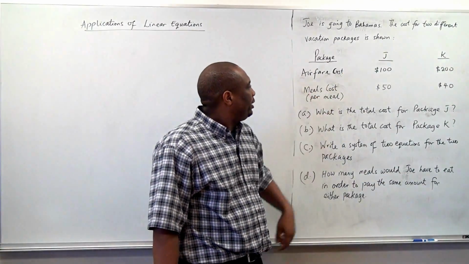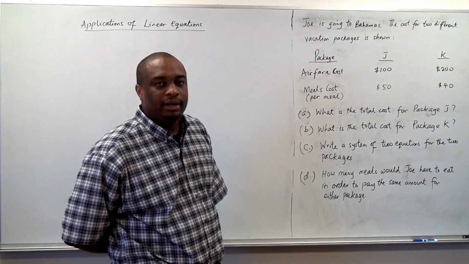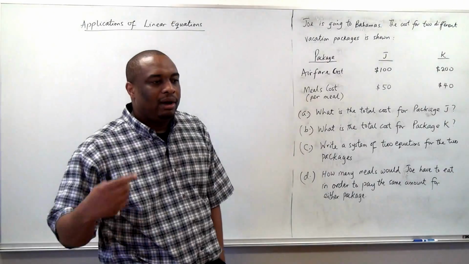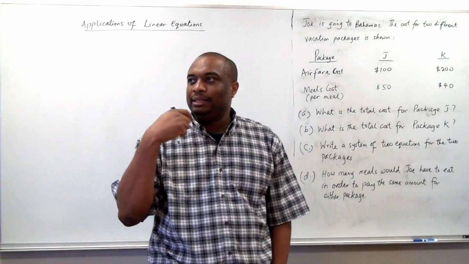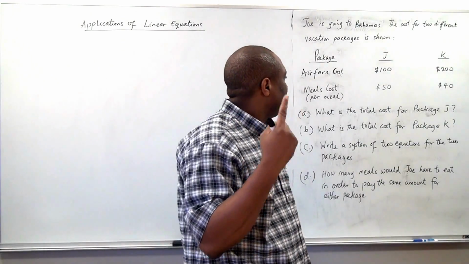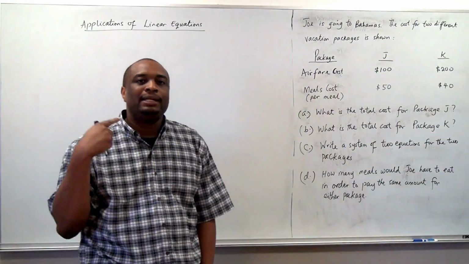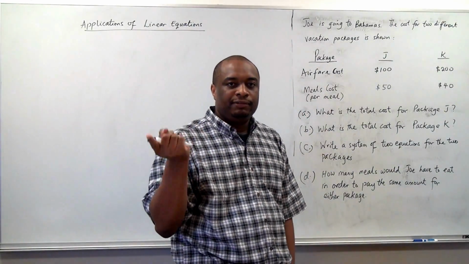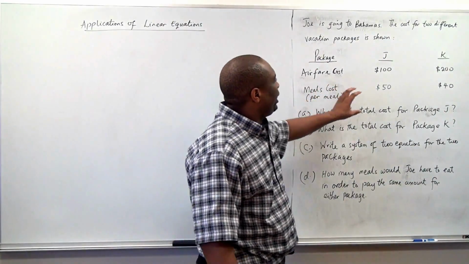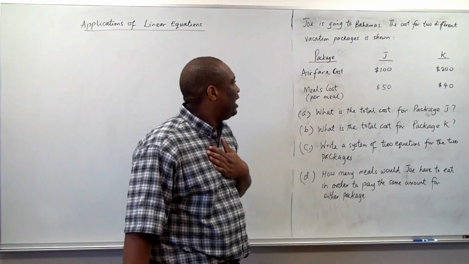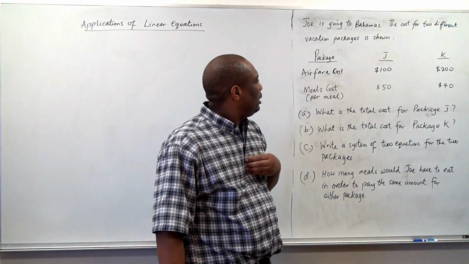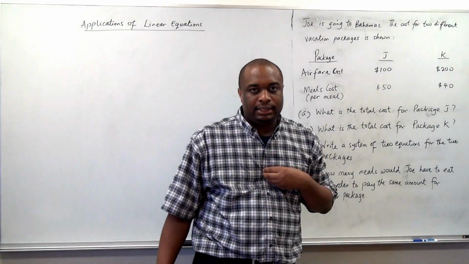For package J, the airfare cost is $100, and then the cost per meal is $50. Now, cost per meal means per. When you talk about per meal, that means for one meal is $50. That means for breakfast is $50, lunch $50, dinner $50 per meal. That's package J. And then for package K, the airfare cost is $200, and the cost per meal is $40.